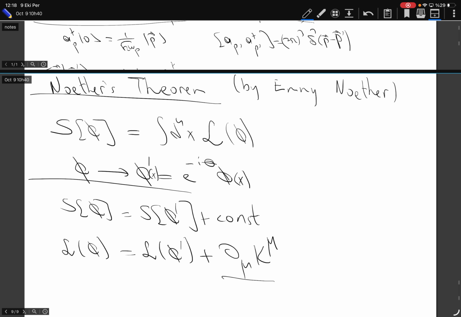I'm making a change in the fields. That's my symmetry transformation. Under this change, the Lagrangian changes by at most a total derivative, if these conditions are satisfied. Then what can we conclude from this? If these are satisfied. Not all Lagrangians satisfy this property under all transformations. Then we say that they are not a symmetry of nature.